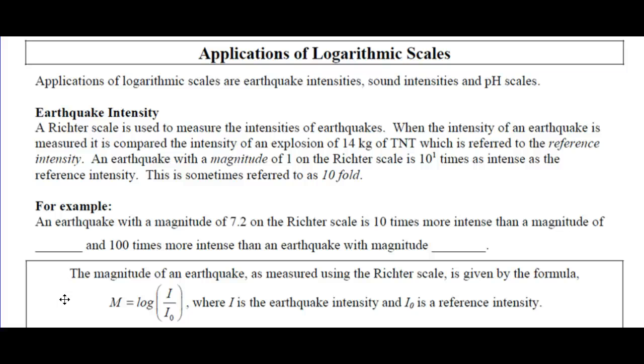Applications of logarithmic scales. Some examples of log scales are earthquake intensity. Everybody's heard of the Richter scale, right? Sound intensity. Everybody's heard of decibels. And pH scales. Everybody's heard of pH scales.